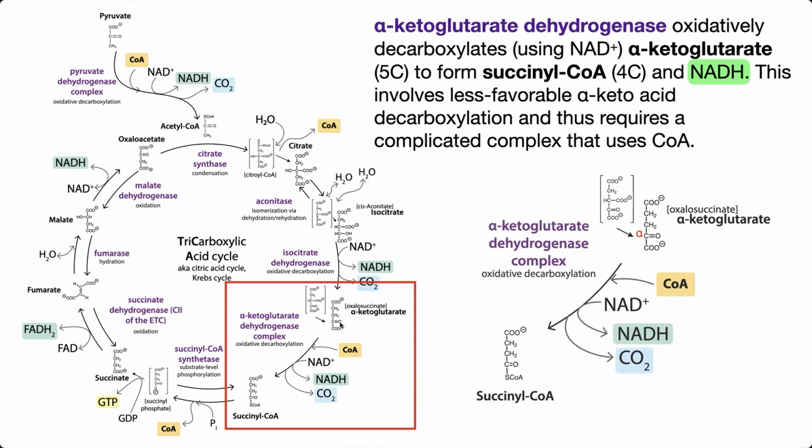And what it's doing is it's going to be taking this 5-carbon alpha-ketoglutarate and making the 4-carbon succinyl-CoA, producing NADH along the way, releasing CO2, and it requires a CoA. And the CoA is going to get stuck on in the place where that carboxylic acid was. So you can think about kind of swapping this carboxylic acid for that CoA group. And now we've got this succinyl-CoA.